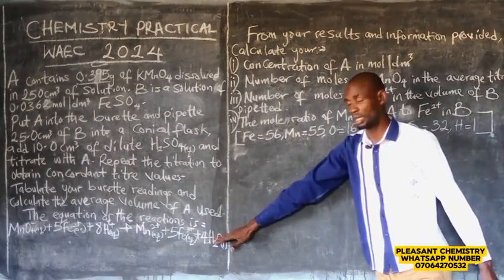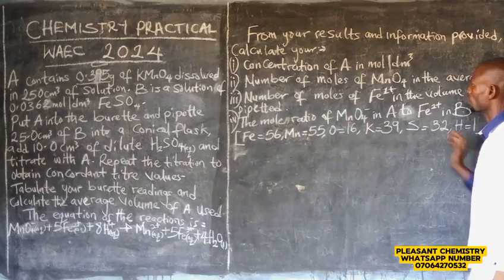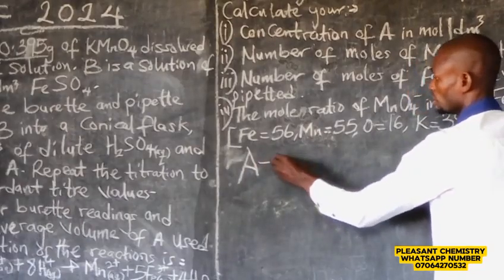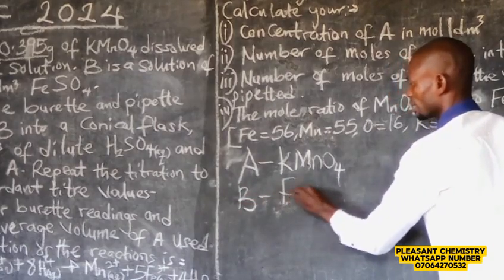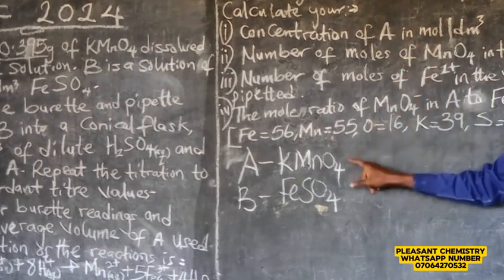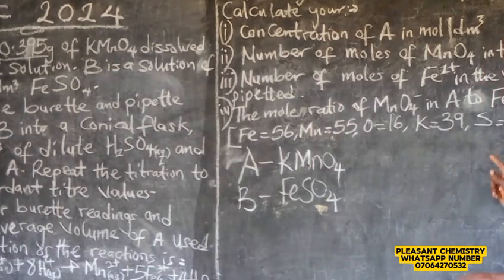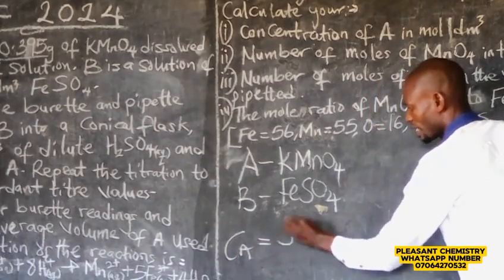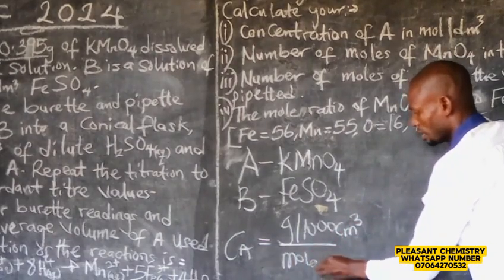We have already been given the ionic equation of the redox titration, right? Calculate the concentration of A in mole per dm cube. Remember that our A is KMnO4, and our B is FeSO4. So if the question is asking us to calculate concentration of A, which means that if you check the question very well, are we given concentration of A? All right. So we can say the concentration of A is equal to gram in 1000 centimeter cube divided by molar mass.